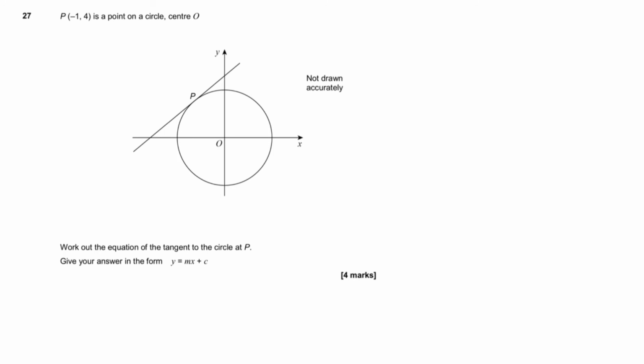So our question here says P (-1, 4) is a point on a circle with centre O. Work out the equation of the tangent to the circle at P. Give your answer in the form y equals mx plus c. So that's our usual equation for a line. So we know to calculate the gradient, we've got m is equal to y2 minus y1 divided by x2 minus x1. So we need 2 points on the circle to help us find the gradient.